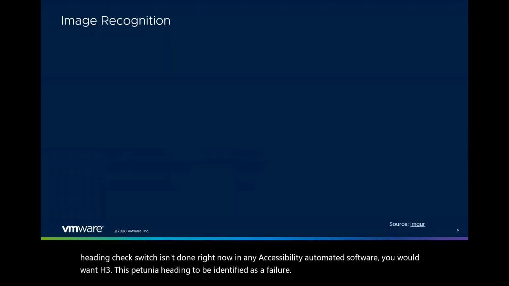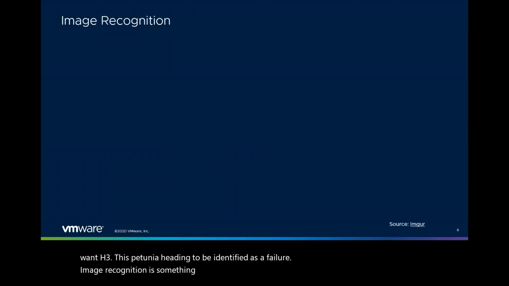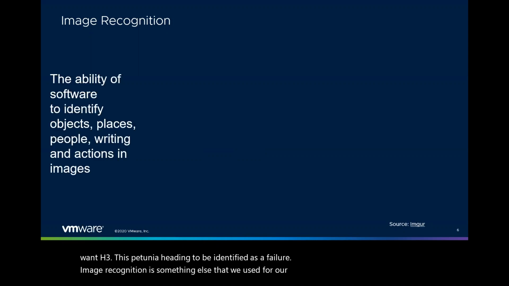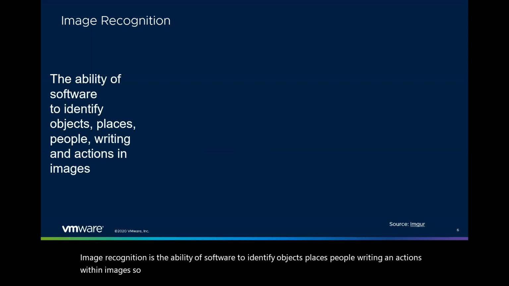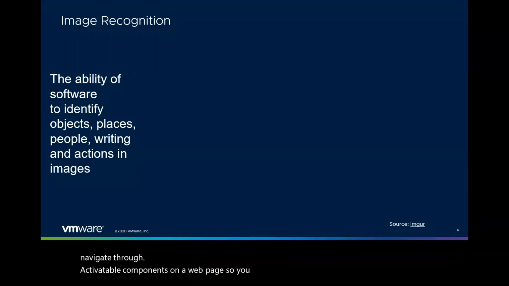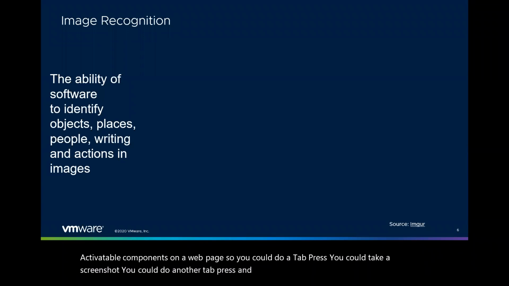Image recognition is something else that we used for our vAlly project. Image recognition is the ability of software to identify objects, places, people, writing, and actions within images. So for example, we use tab presses with the keyboard quite frequently to navigate through activatable components on a web page. So you could do a tab press, take a screenshot, do another tab press and take another screenshot, and compare the two images and know whether or not there's a difference between the two.